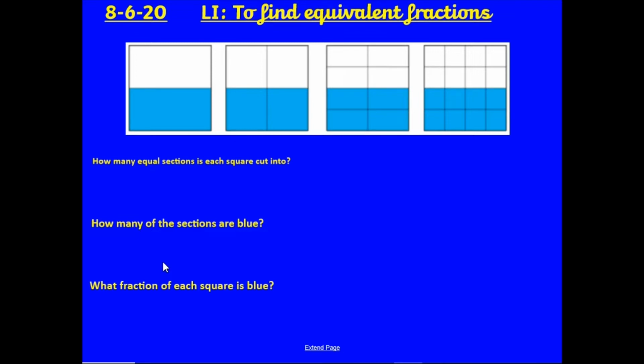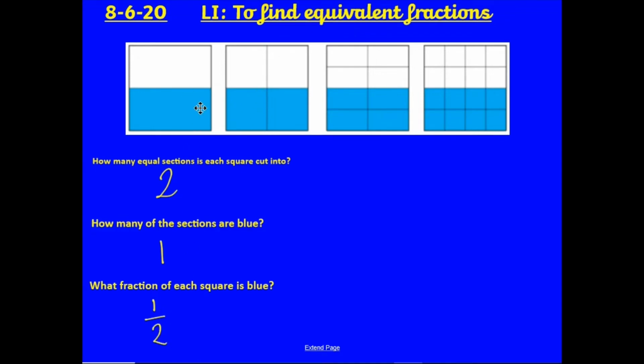Now let's have a little look at this one here. So I've got a square. How many equal sections is this square cut into? Well, it's cut into two parts. How many sections are blue? One of those. So what fraction of the square? One of the two parts is blue. Therefore, it's a half, 1/2.